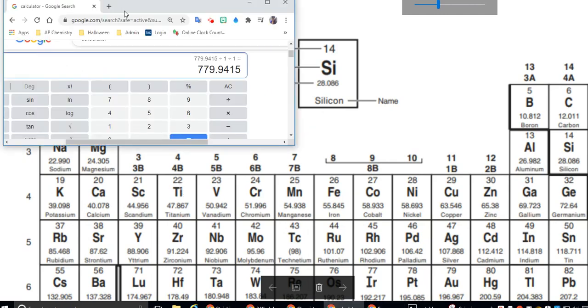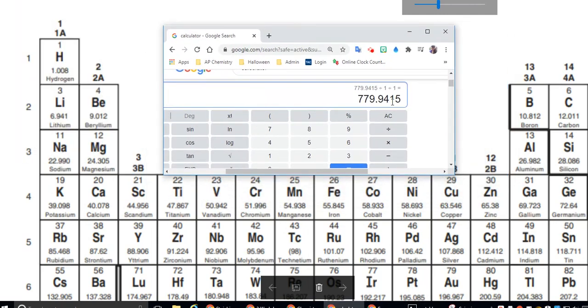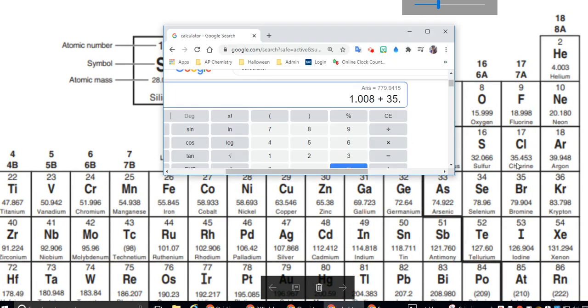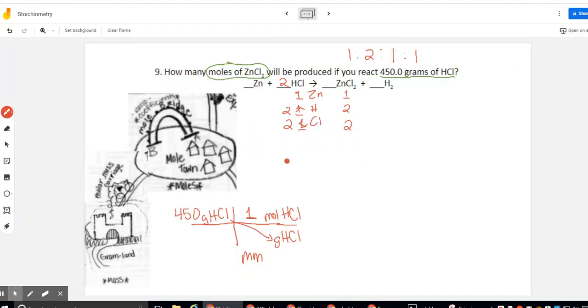We are going to add together 1 hydrogen, which is 1.008, plus a chlorine, which is going to be 35.453. Push enter. I have 36.461. So I'm going to go ahead and put 36.461. Okay? All right. So now we're going to take our words right here. We're going to bring that down to the right because we're not where we want to be yet. We want to be in moles of zinc chloride.